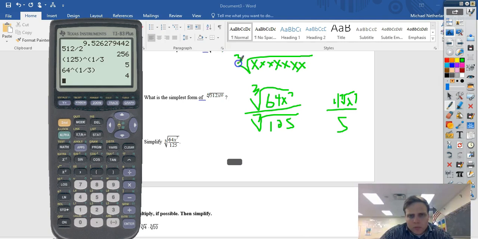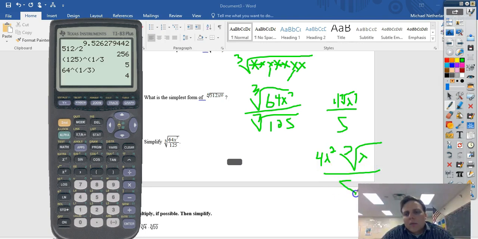Remember, I'm trying to find the cube root of it. To find cube root, 2 must die in order for 1 to go free. So I only have 1 remaining, so I can't touch that. So I had 2 that got out, so that would be x squared outside. So I have 4 x squared times the cube root of x, all divided by 5.